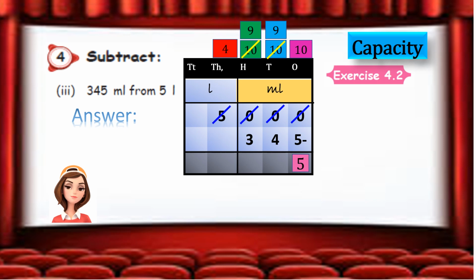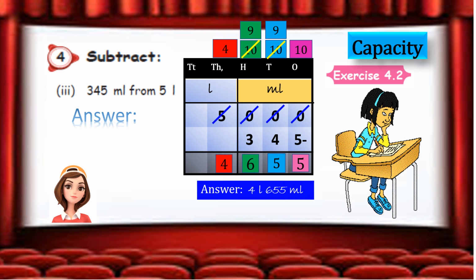So 10 minus 5, 5 will be there, and then 9 minus 4, 5 will be there, and then once again 9 minus 3, then 6 is the answer. Then bring down the 4. That's it. That's all, ma. Let us write the answer here: 4 liter 655 milliliter. Fine.